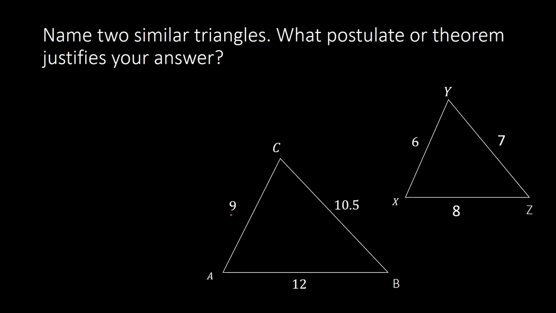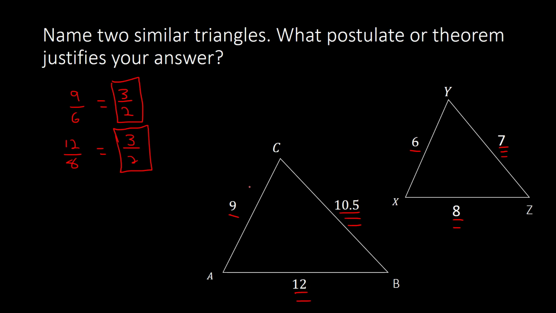So notice if we look at the corresponding sides, the 9 and the 6, the 12 with the 8, and the 10.5 with the 7. If I were to divide 9 by 6 to determine the ratio of those corresponding sides, 9 over 6 would reduce to give me 3 over 2. Okay, so that is the ratio of AC to XY. And then looking at the bottom sides, we have 12 over 8. So 12 over 8 could reduce, divide the top and the bottom by 4. We have 3 over 2 as well.